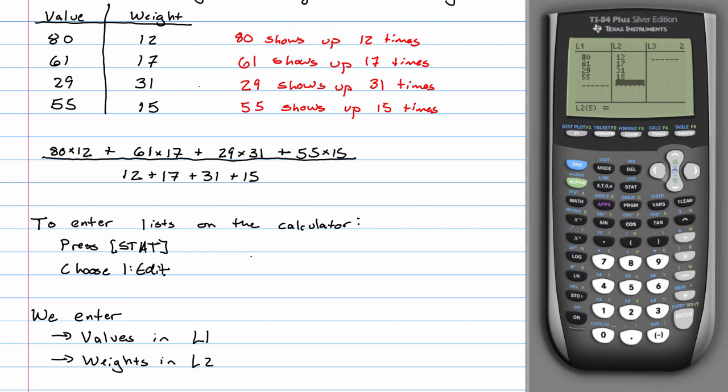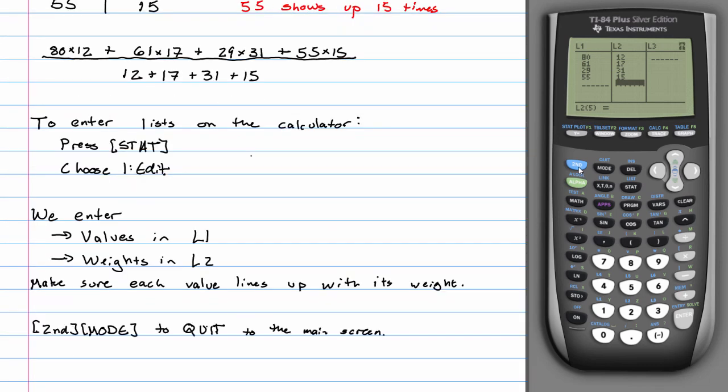And the only mistake that you can make here, other than just copying a number wrong, is getting the numbers out of alignment. You want to make sure that each value lines up with its weight. Okay, so now I'm going to get back to my main calculator screen. To do that, I'm going to press second and then the mode key. You'll see that it says quit above that. If I were saying that out loud, I'm just going to say second, quit. Right. Okay, now I'm back at the main calculator screen. I have all that stuff entered in the lists.